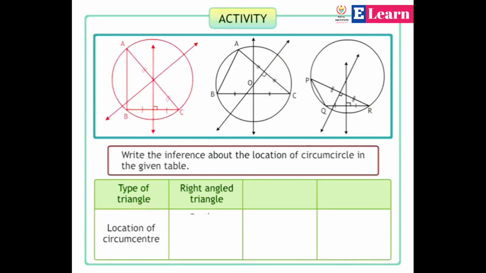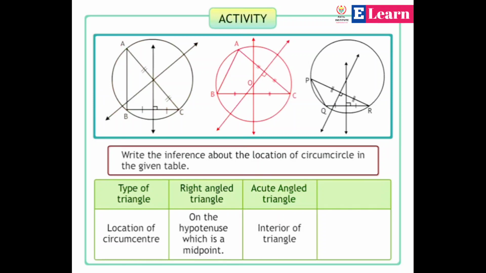In the right angle triangle, the circumcenter is located on the hypotenuse, at its midpoint. In the acute angle triangle, the circumcenter is located in the interior of the triangle. In the obtuse angled triangle, the circumcenter is located in the exterior of the triangle. Now let's think over it.